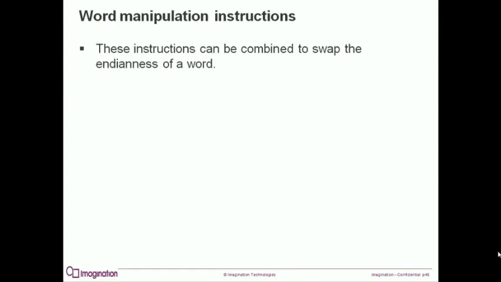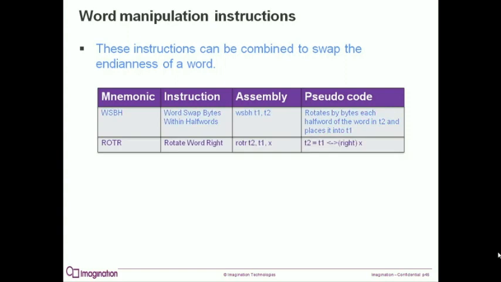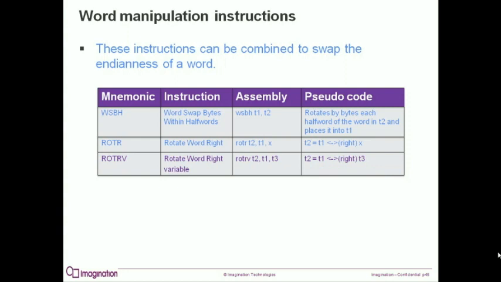There are three instructions that are used to manipulate bits within words. These instructions can be combined to swap the endianness of a word with just two instructions. The word swap within half word instruction rotates bytes within both half words. Rotate word right rotates bits in a word for a given number of bits set by an immediate value. Rotate word right variable is similar but uses the value in a register instead of an immediate value to determine the amount of bits to rotate.